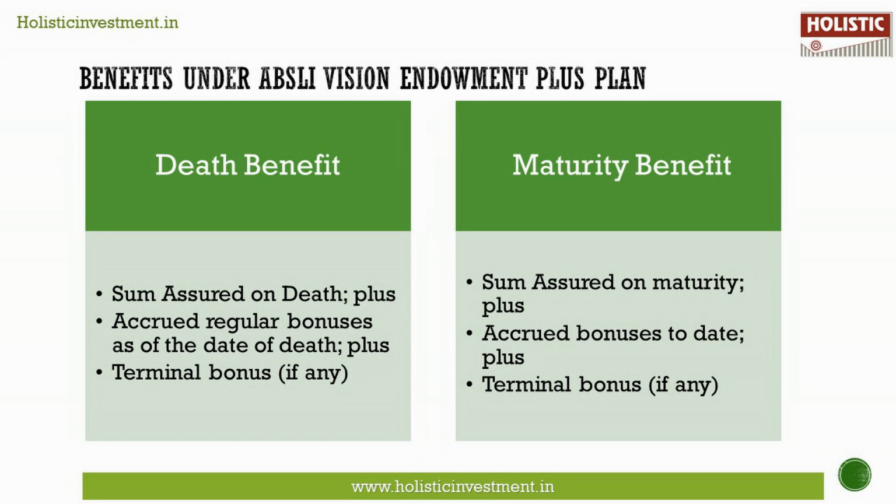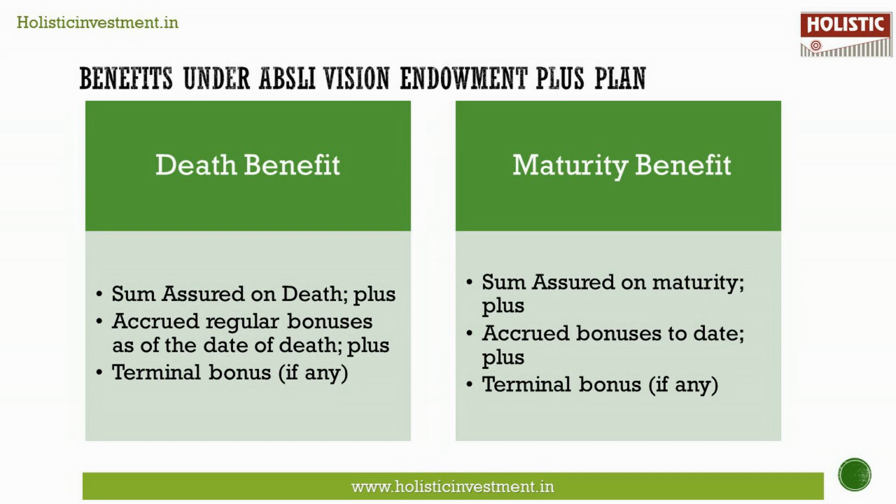For an investor who has opted for option A, the sum assured will be the higher of the following. It can be either the sum assured or 10 times the annualized premium. If the same investor opts for option B, then the sum assured will be the higher of the following. It can be either 150% of the sum assured or 10 times the annualized premium. The higher amount will be given to the nominee as death benefit.